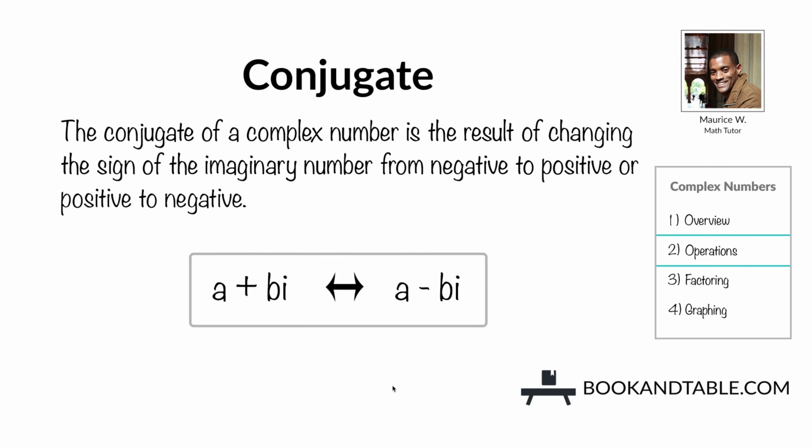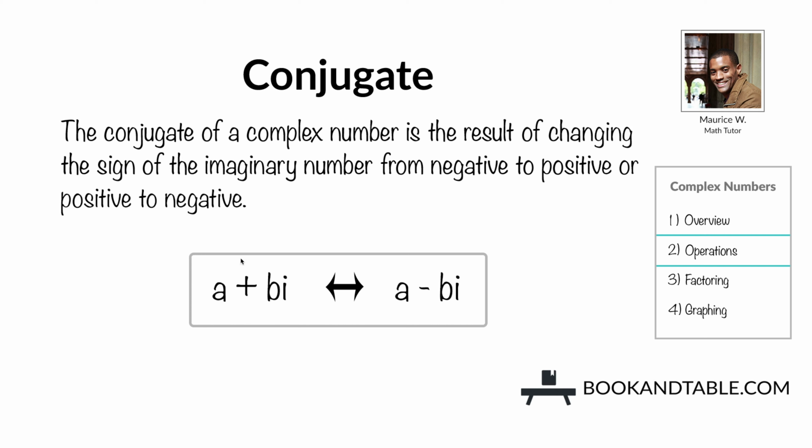Let's now discuss how to divide by a complex number. And to do so, we must first discuss the concept of a conjugate. The conjugate of a complex number is a result of changing the sign of the imaginary number from negative to positive or positive to negative. So let's say we have our complex number, a plus bi. We have our real number and our imaginary number.